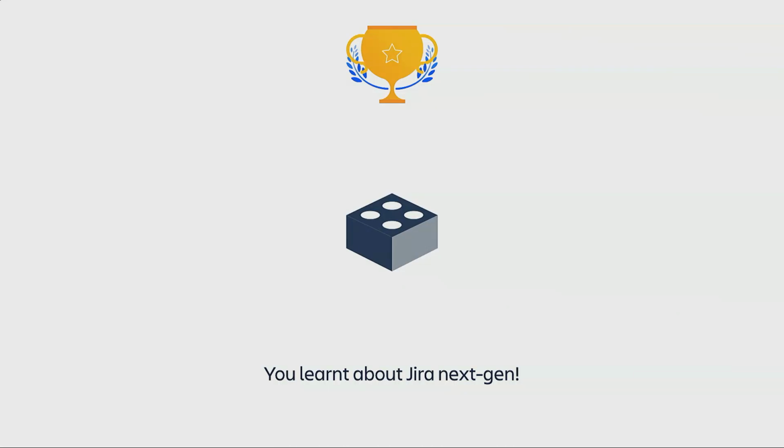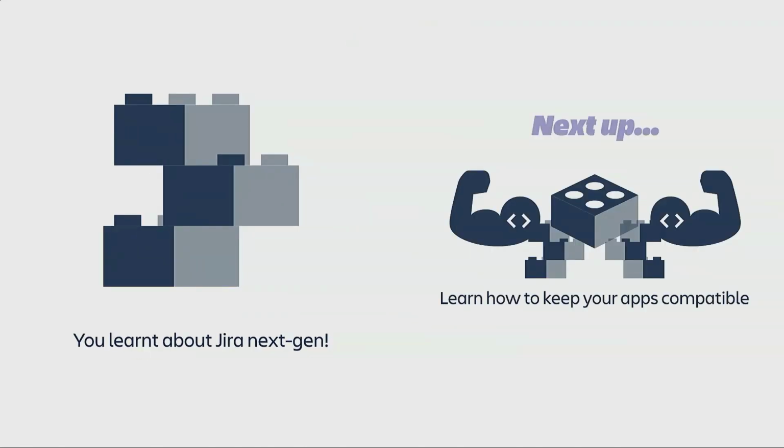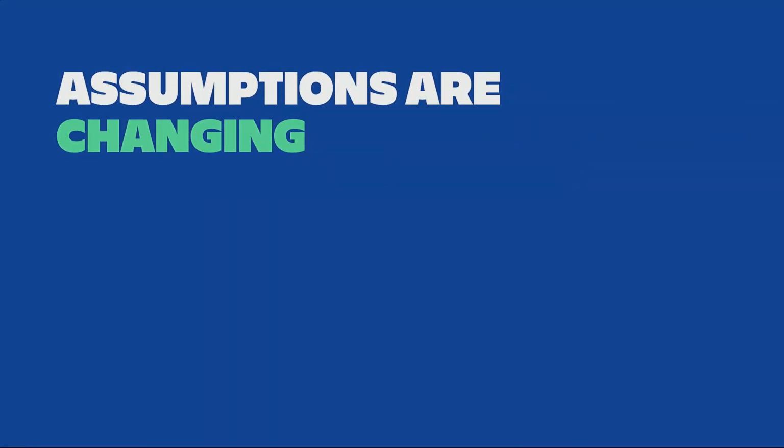So with that, you've now learnt about the reasons why we started investing in NextGen and what we've ended up with. Let's see, yeah, evolve to the next step. So next up, we're going to learn now about how you can keep your app compatible between both NextGen and classic projects. So for all this to happen, we did have to make some changes, and so some assumptions that have been true for all of Jira's life have had to change. Let's go through some of the main ones now.